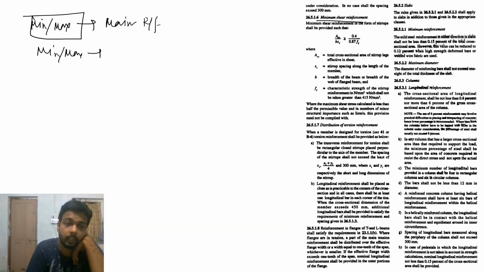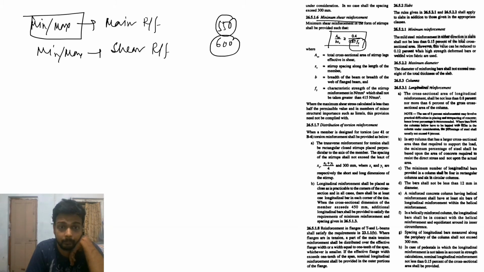Now we will talk about the minimum shear reinforcement. Previously we talked about the minimum and maximum for main reinforcement. Now we talk about the minimum and maximum for shear reinforcement. The minimum shear reinforcement is Asv/bsv >= 0.4/0.87 fy. But here one thing is important. Suppose you are using Fe 550 for the shear reinforcement, not 600, but still fy should be 415.